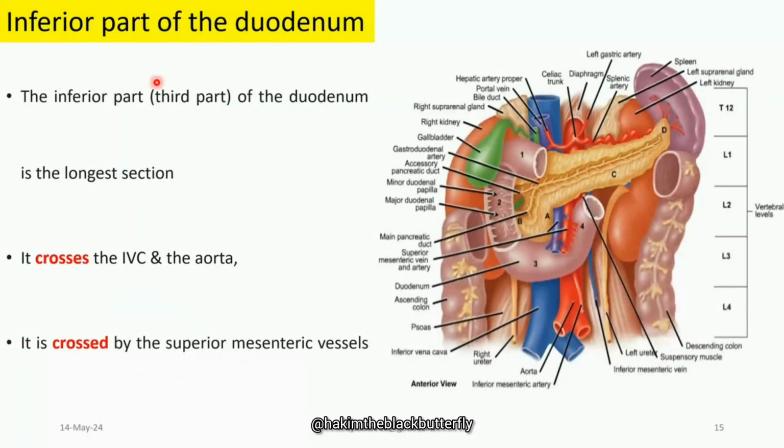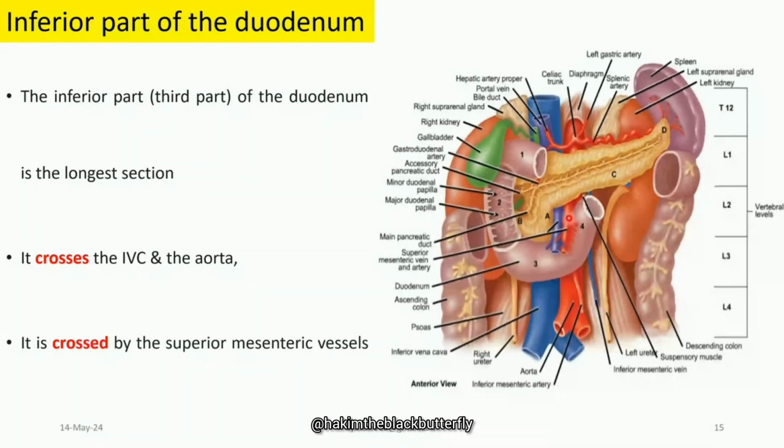Then inferiorly, this inferior part, or the third part, is going to be the longest, and it's going to cross anterior to the IVC and the abdominal aorta, and it's going to be situated posterior to the superior mesenteric artery.